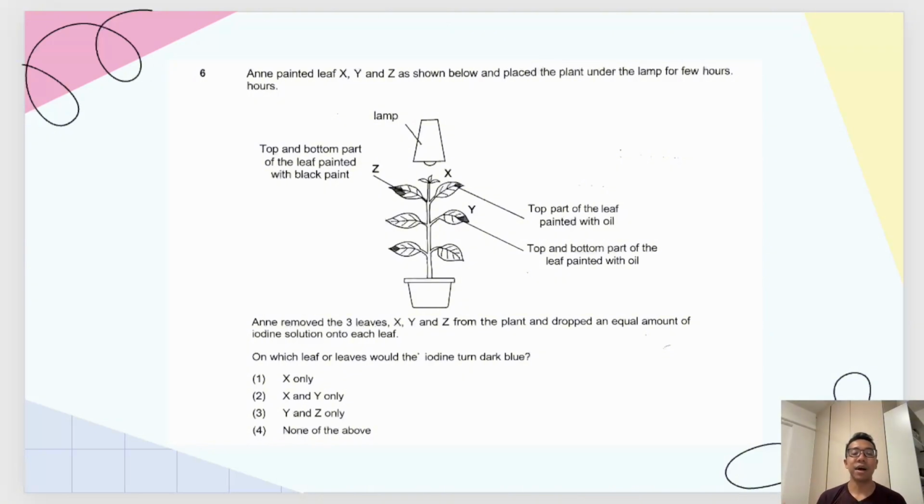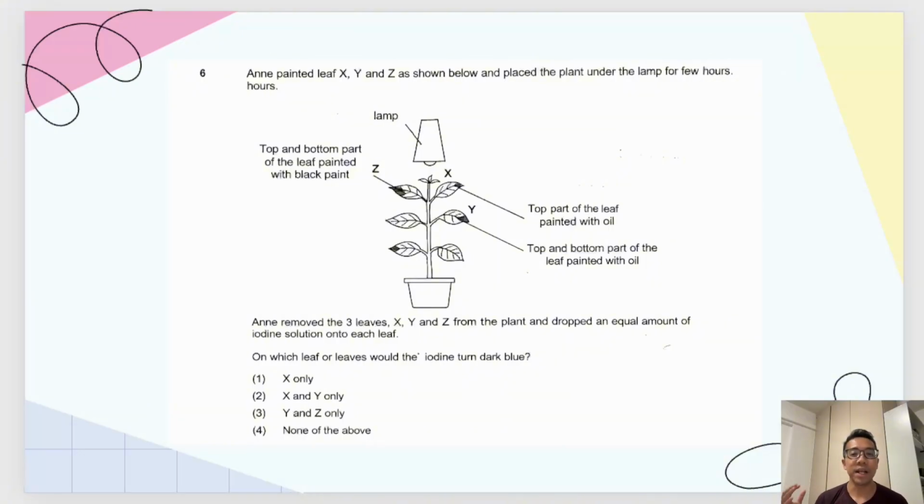Since there is nothing covering the bottom part for leaf X, the leaf can still take in carbon dioxide via the stomata on the underside of the leaf. And as such, leaf X is able to photosynthesize and produce starch, which in turn will turn the iodine dark blue.